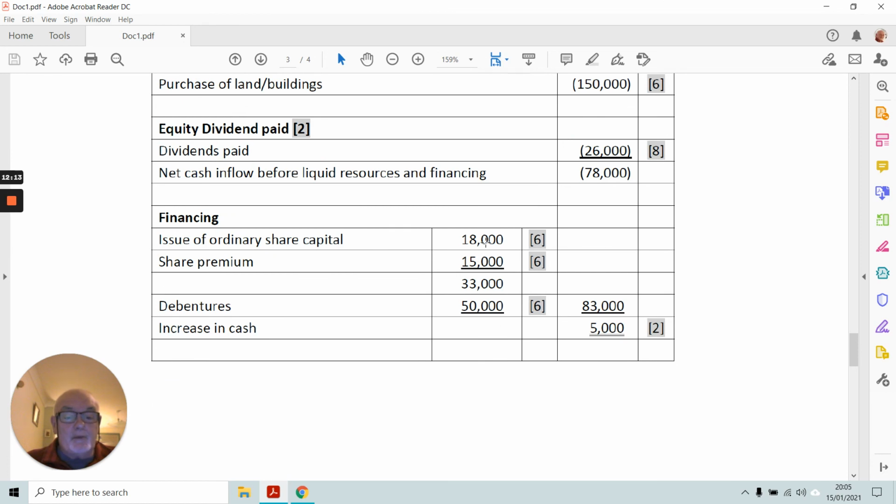We already saw that we got 33,000 by selling shares, the 18,000 sold, plus the extra 15,000, that's 33. And we also saw that we borrowed 50,000 from our debenture holders. So our financing is €83,000 plus. So that means that we've ended up here with an increase in cash of €5,000, which is what we've been looking for.